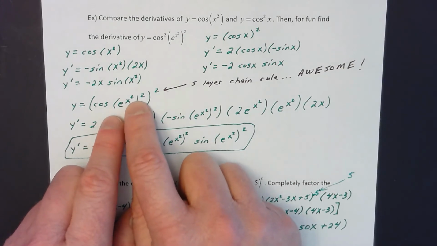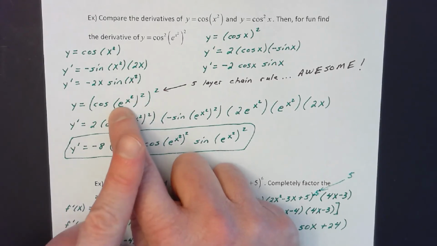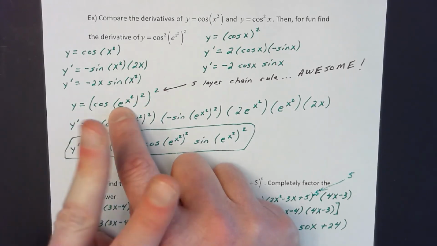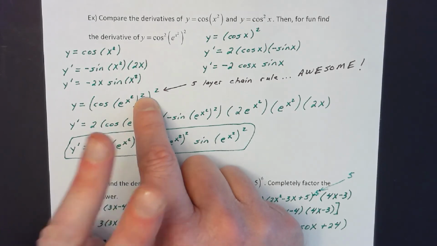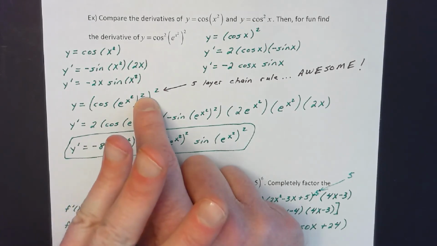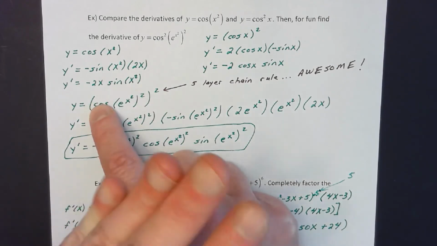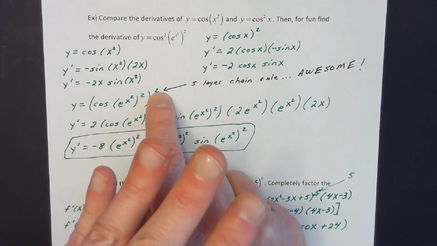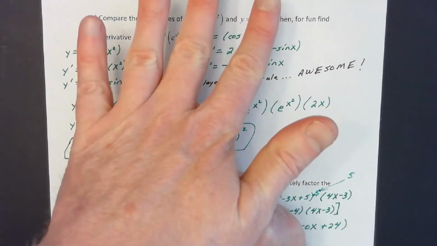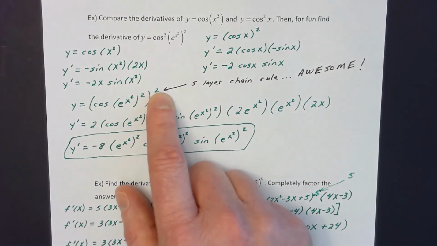Well, I have the function x squared, that's layer 1, inside of the exponential function e to the x, that's layer 2, which is inside of this angle being squared, that's layer 3. That group squared is inside of the cosine function, that's layer 4, which then is being squared, layer 5. So I can say, okay, 5 layers, deal with them one at a time.